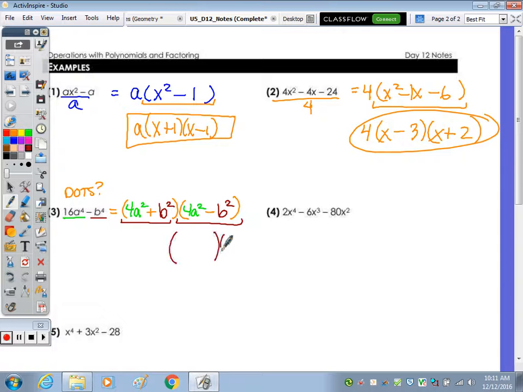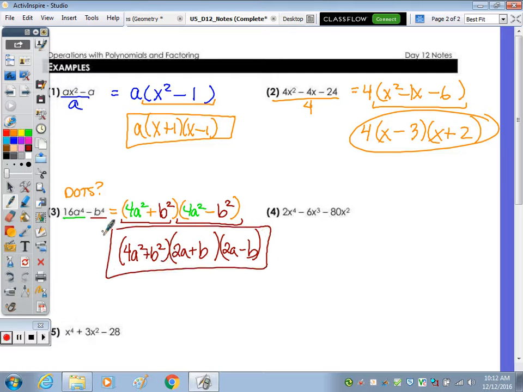So set up the two parentheses. It'd be 2a times 2a to get the 4a squared. Signs are different, and then b times b to get the b squared. So as a final answer, don't forget to bring all the factors down, would be those three binomials multiplied together.